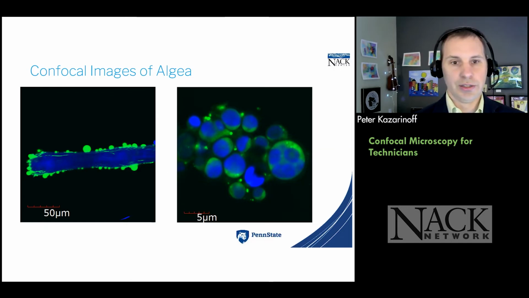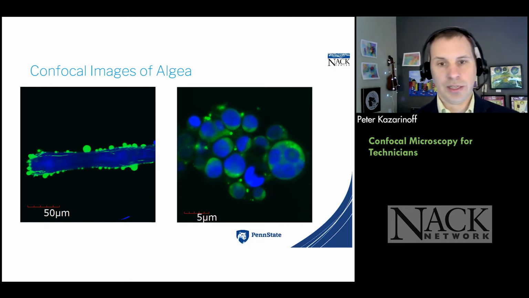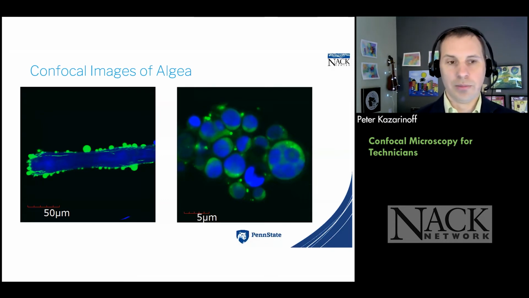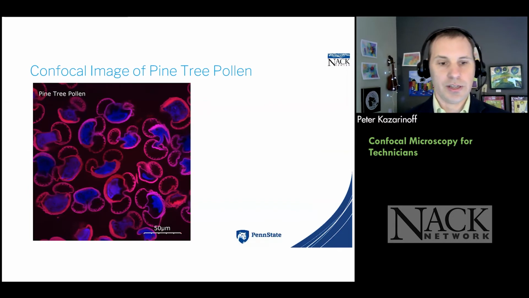And you can see in the scale bar that the image on the right-hand side is a zoomed in version compared to the image on the left-hand side. This is an example of a student image of pine tree pollen. One of the students had a pine tree at his house.